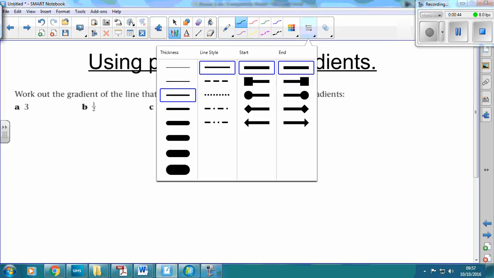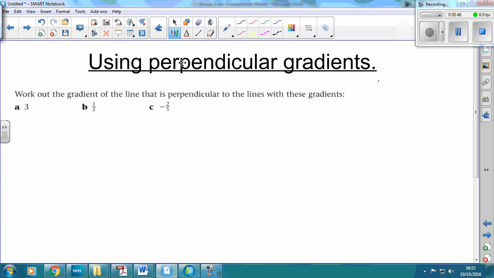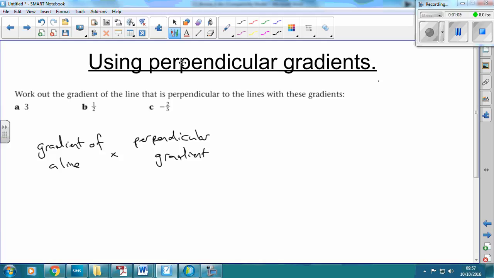And there's two real points for working out the gradient. You know that the gradient of a line, so again, to go down in your notebook, gradient of a line multiplied by the perpendicular gradient equals -1. So if we have a look at this one here, 3 times the perpendicular gradient equals -1.